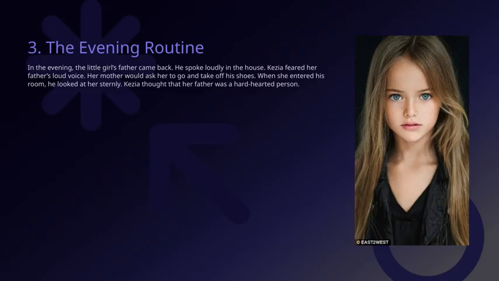Her mother, showing care and routine, asks her to go and take off her father's shoes. When Kezia enters his room, she notices that he looks at her sternly. That stern look makes her think that her father is a hard-hearted person.